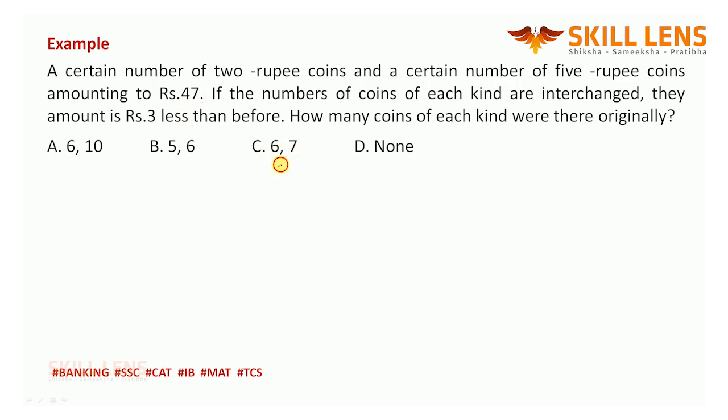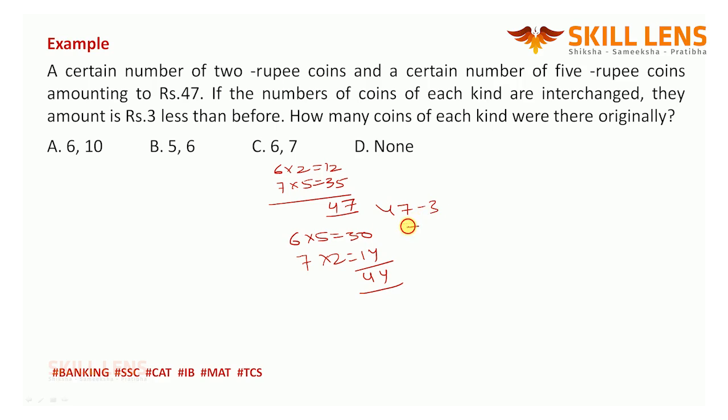Let's check with 6 and 7. 6 twos are 12, 7 fives are 35. So the total is going to be 47. Yes, your first rule got satisfied. Let's check with the second one. 6 fives are 30 and 7 twos are 14. This is 44, which is 47 minus 3 only. 44.